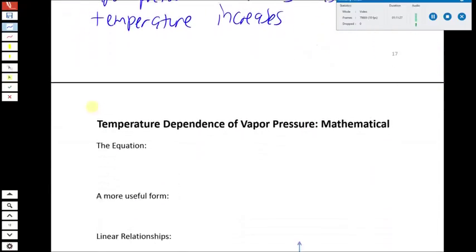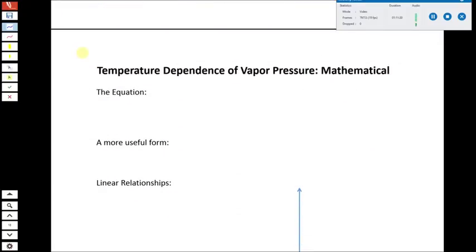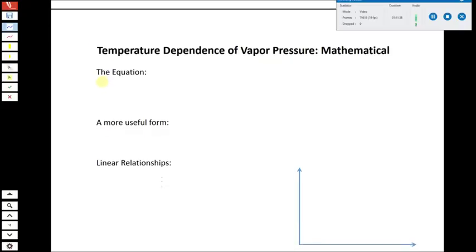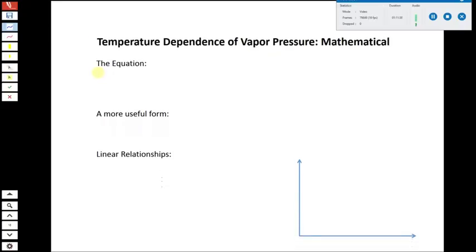So the equation for this, which we're not going to derive in any way, is going to be shown here. It's a logarithmic equation. So for the first time this semester, we have to deal with natural logs. Make sure you know how to do that in your calculator. I think we will use this equation in some of the homework questions, so you'll want to get used to it.